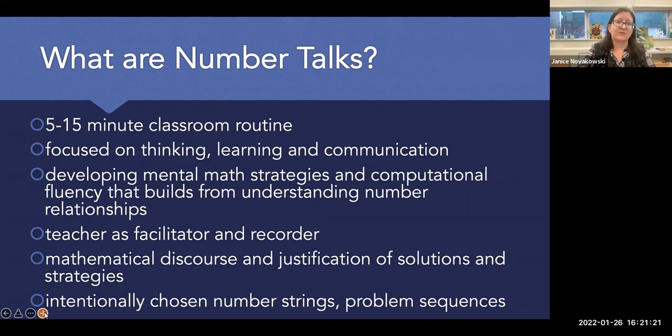The routine of number talks is focused on thinking, learning, and communication. And that computational fluency builds from a strong understanding of number and the relationships between numbers. The teacher acts as a facilitator and a recorder of the students' strategies and intentionally chooses number strings and sequences, those questions that they ask to build students' understanding and that connection between numbers over time. The other focus is on students developing mathematical discourse, how to build on each other's ideas using mathematical language, and also to prove and justify their solutions and their strategies, which is really the work of mathematicians.